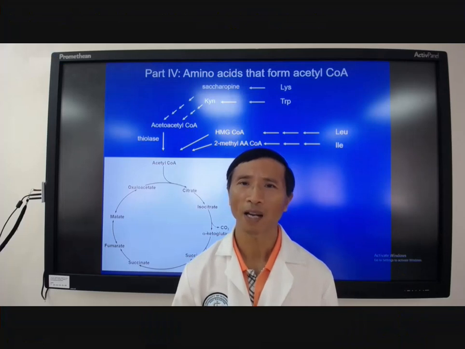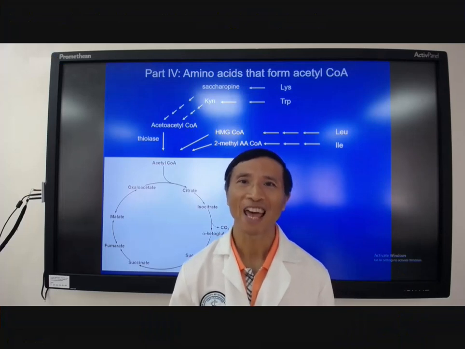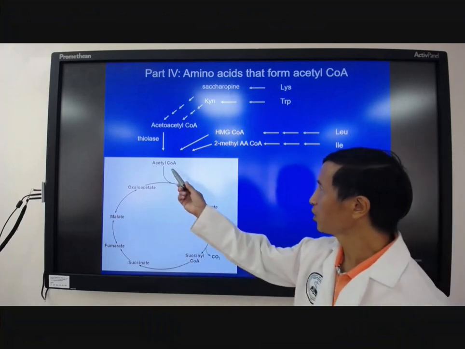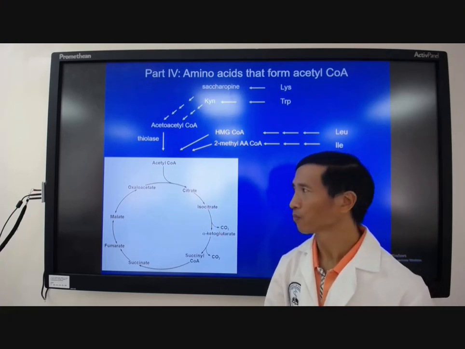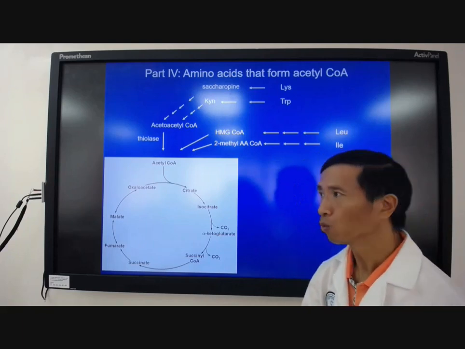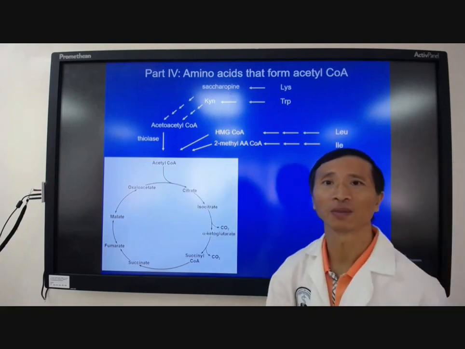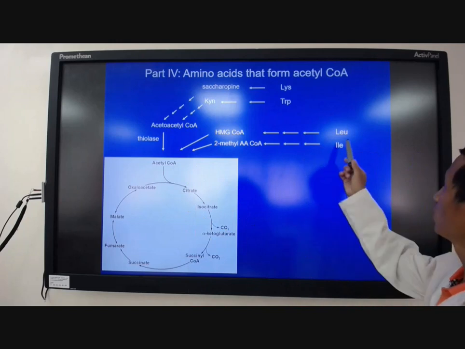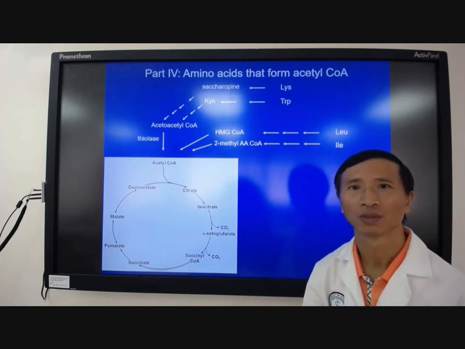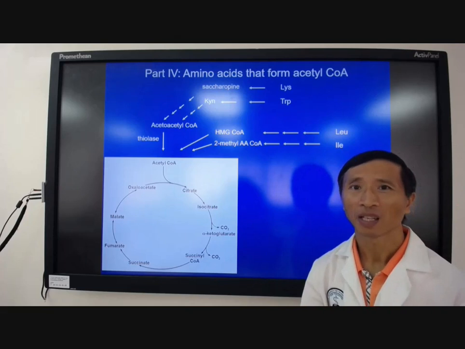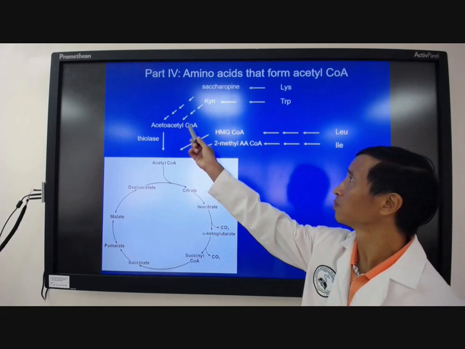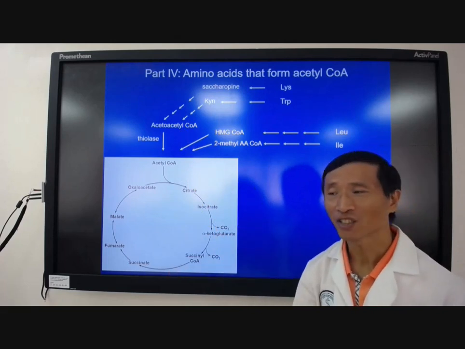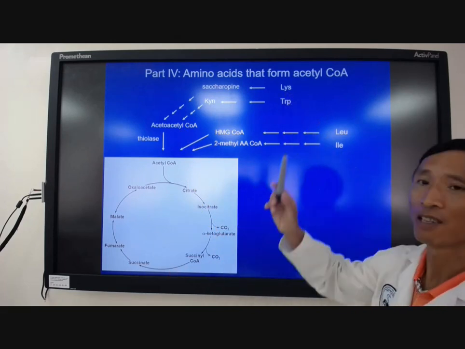Now, let's move to part 4. We will look at amino acids that form acetyl-CoA. 4 amino acids can form acetyl-CoA. Among them, 2 can form acetyl-CoA directly. They are leucine and isoleucine. 2 additional amino acids can form acetyl-CoA through acetoacetyl-CoA. These amino acids are lysine and tryptophan.